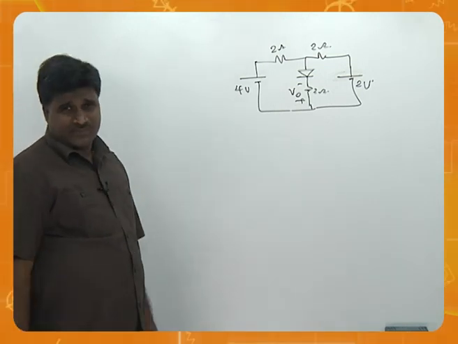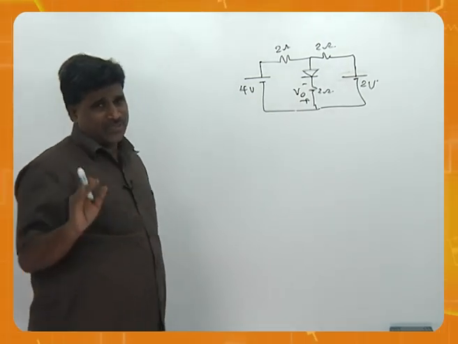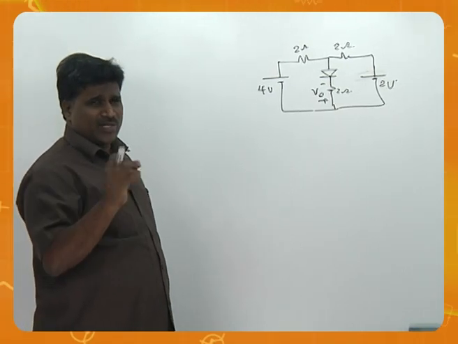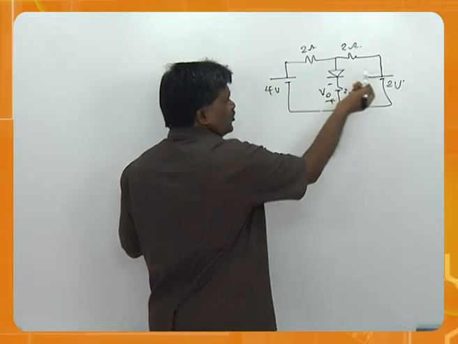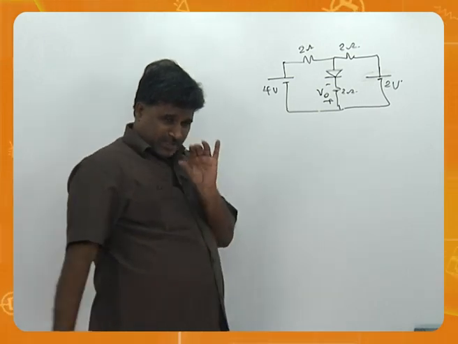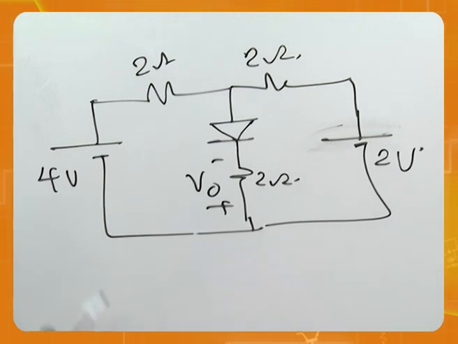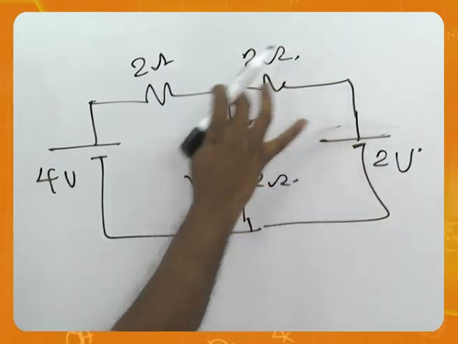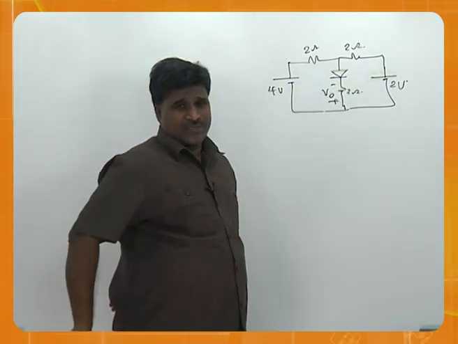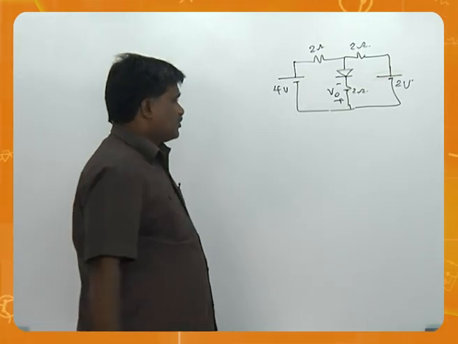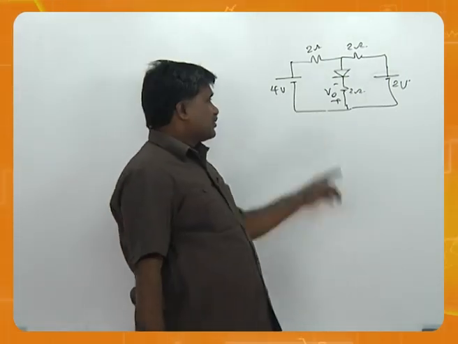How do you attack it? As I said, whenever there is an active device, particularly a diode, it is easy to talk about. A diode has only 2 options, on or off. So look at this 4 volts and 2 volts. When voltages are different and the resistances are the same, this will produce more, this will produce less. Ultimately, they will effectively produce some voltage. Let us talk about this diode.